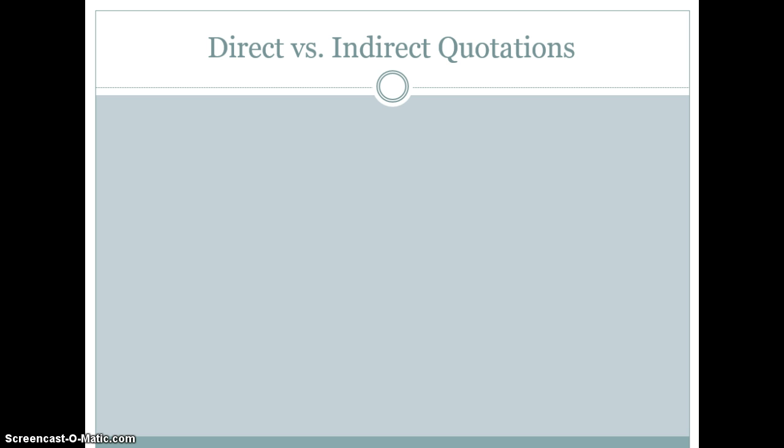The last thing you need to know is how to tell the difference between a direct and an indirect quotation, because they are punctuated differently. A direct quotation is when someone opens his or her mouth and the exact words are spoken. In writing, in a research paper, this is when you're taking someone else's writing exactly word for word.